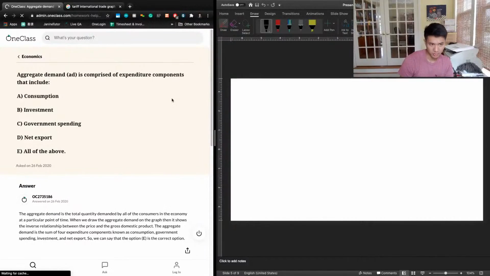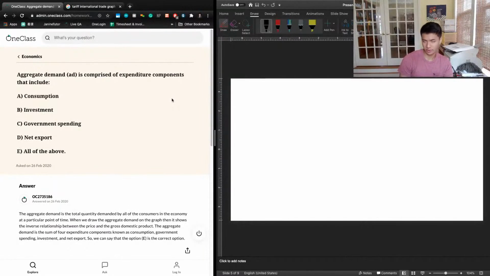The question says aggregate demand is composed of expenditure components that include consumption, investment, government spending, and net exports. We know that this equation is also similar to GDP: Y equals C plus I plus G plus NX. All of those things are expenditure components that are included in aggregate demand, and so we say this is all of the above.